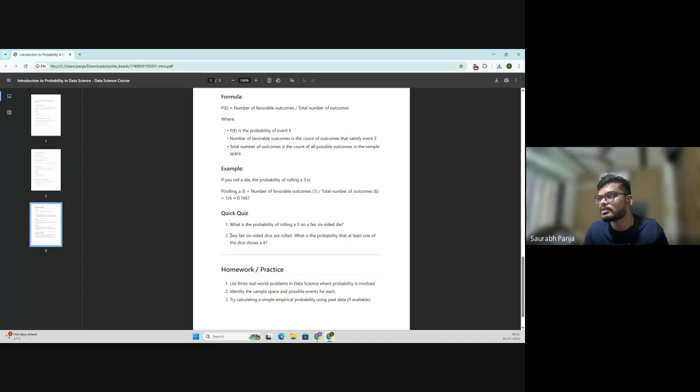Now, here comes another question. 2 fair 6-sided dice are rolled. What is the probability that at least one of the dice shows a 4? How would you calculate that? Any idea, anybody? There are 2 dice. That's the catch.